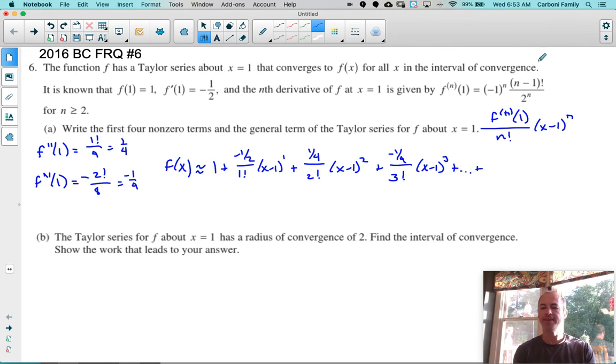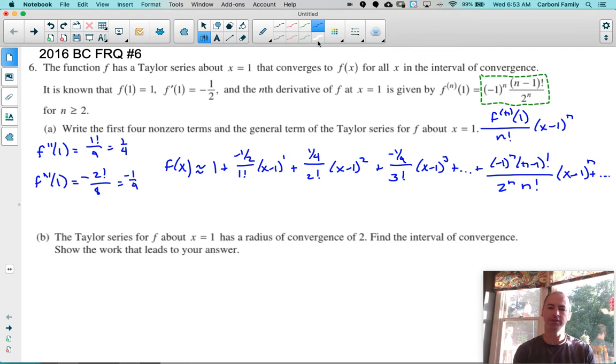and then for my general term, this right here will be the formula for the nth derivative. And I have gone past the first, so I can go ahead and use that formula. So that's going to be negative 1 to the n times n minus 1 factorial over 2 to the n. But then you're supposed to divide that by n factorial, so I'm going to stick that in the denominator as well. And that would be times x minus 1 to the nth power plus so on and so forth.